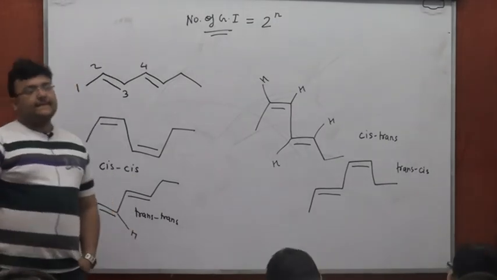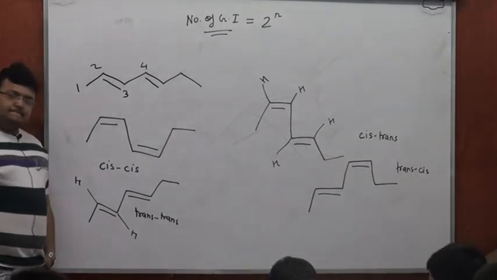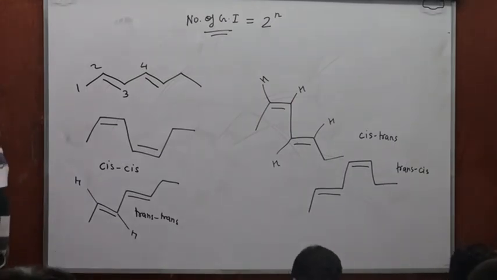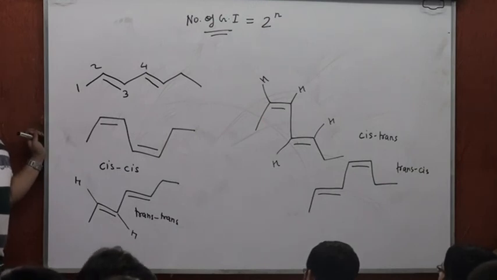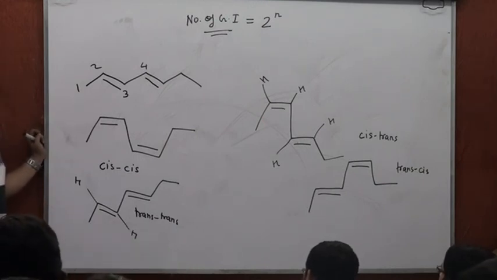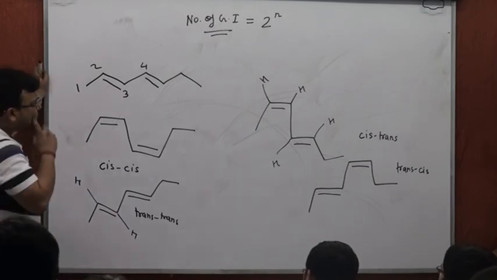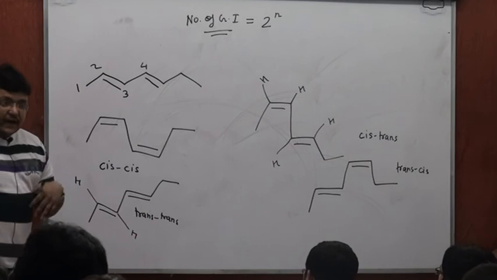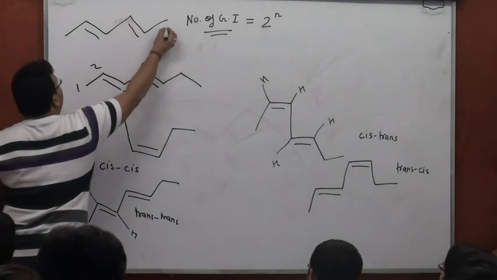Fair enough? In this case, n is equal to 2, so you could have had 4 isomers. There is no doubt. You understand this? With n pi bonds, you can have 2 to the power n number of geometrical isomers. You just want to know that n is the number of pi bonds over which you can have geometrical isomerism.